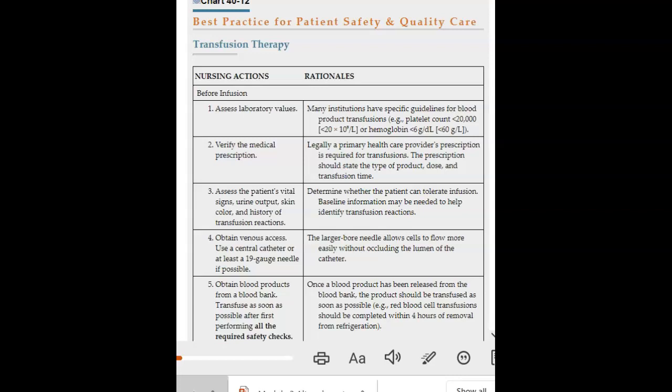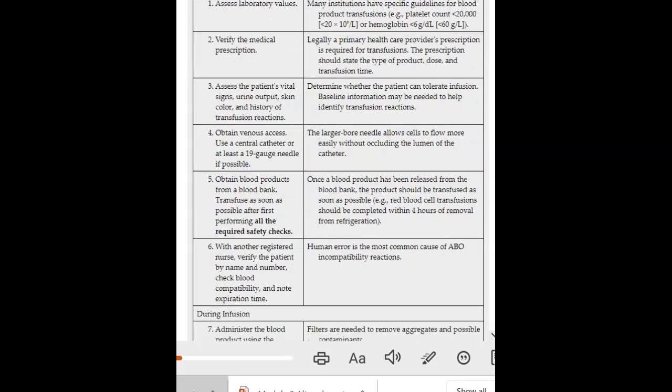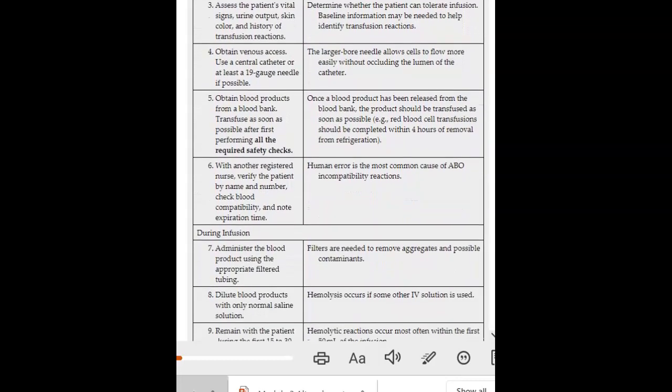So for transfusion therapy, here are the nursing actions and the reasons why they are doing those actions. I'm going to just scroll up very slowly. And remember, you can always pause if I'm going too fast. But these are the nursing actions and the rationales for it.